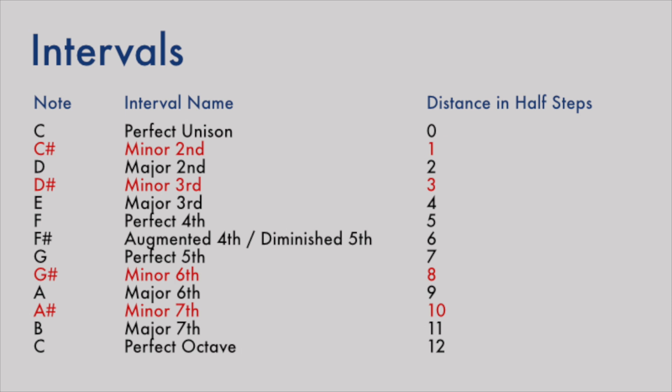So from C to C sharp is a minor second. From C to D sharp is a minor third, to G sharp a minor sixth, and to A sharp is a minor seventh. The note in between the 2 perfect intervals, a distance of 6 half steps, is called augmented fourth or diminished fifth. If we go from C to another C, or from any note to another note with the same name, at a higher or lower pitch, this is called an octave. When the distance is 1 octave apart, it's called a perfect octave.